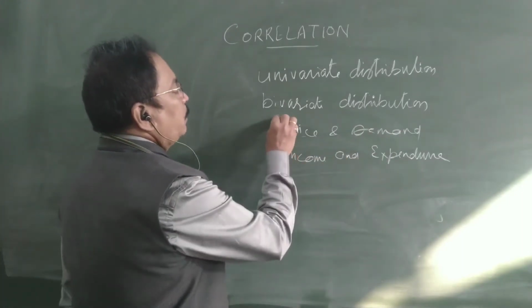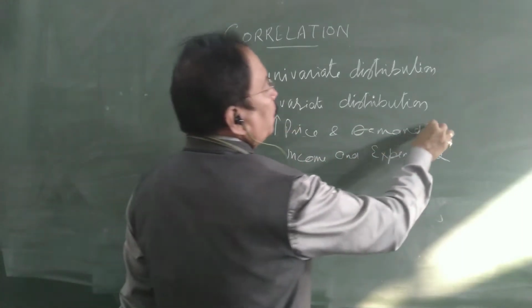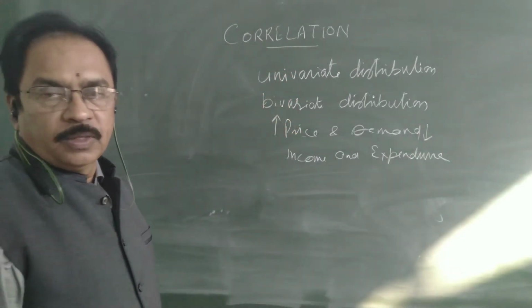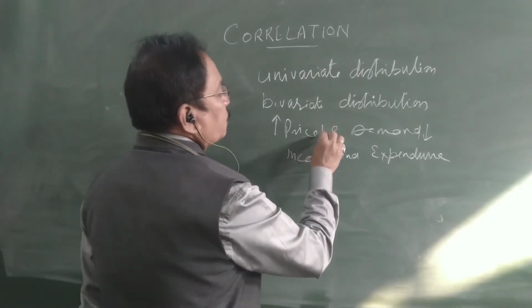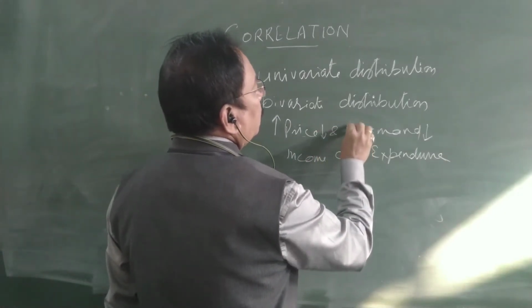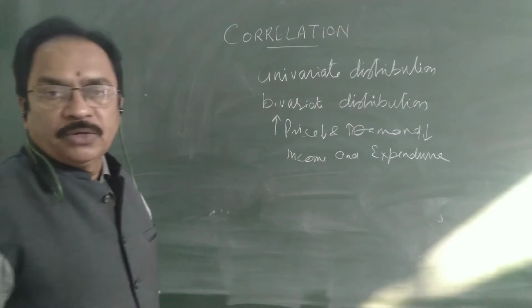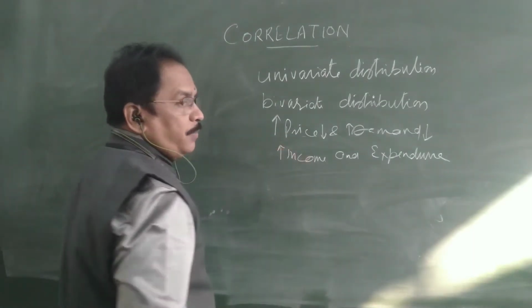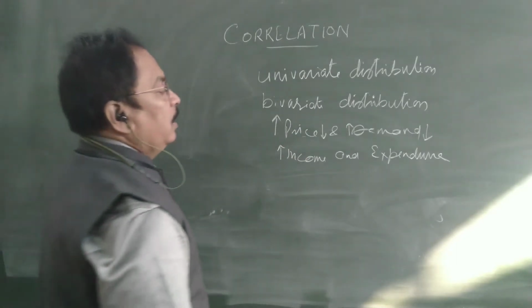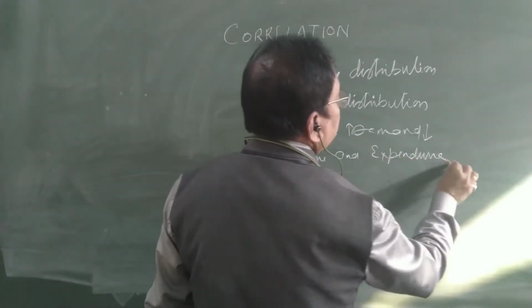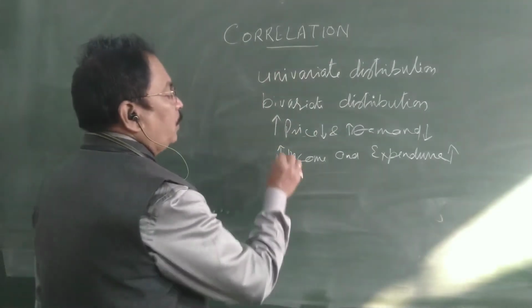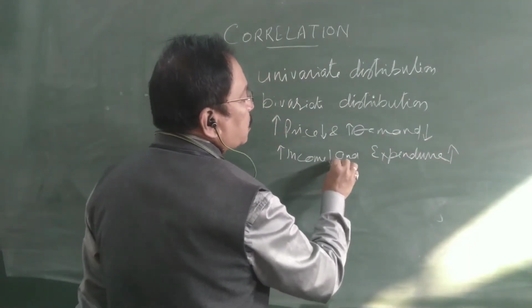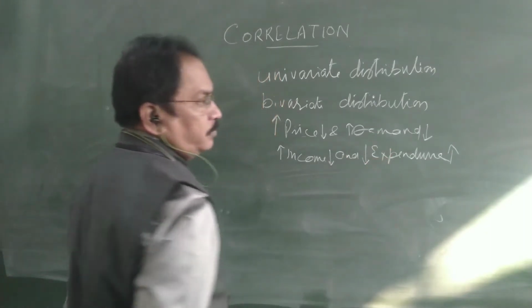If the price of a commodity increases, the demand for the commodity will decrease. That is what we studied in the law of demand. If price decreases, demand will increase. Then, if the income of a person increases, the expenditure will also increase. And if income decreases, expenditure will also decrease.